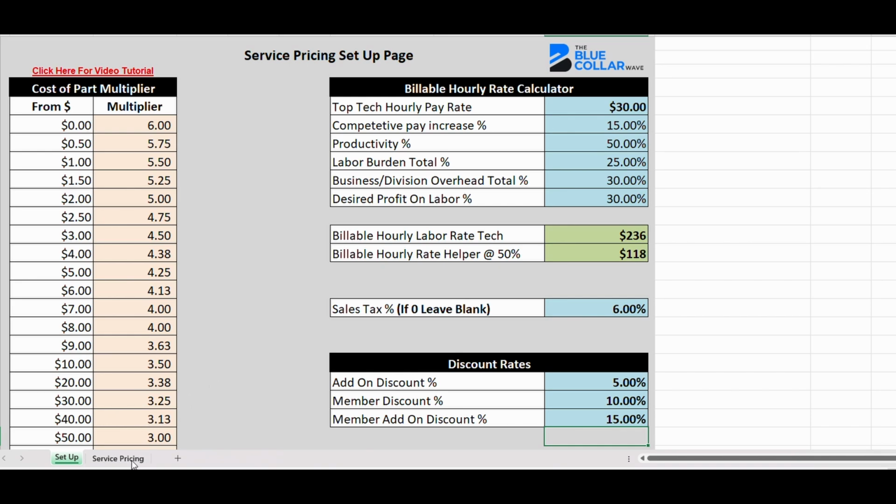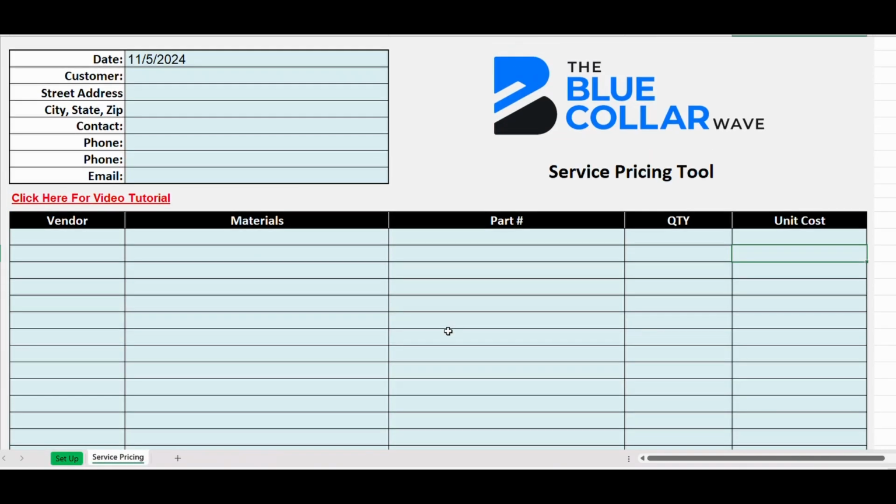You go to the service pricing tab, and in the service pricing tab, again, anything in blue means that there's information that you can put in here. Now you can put in your date and your customer name and street address and all these other things if you so choose. I usually do that because if I'm going to have a document, I'm going to save this as, and I can have a date and a customer name.